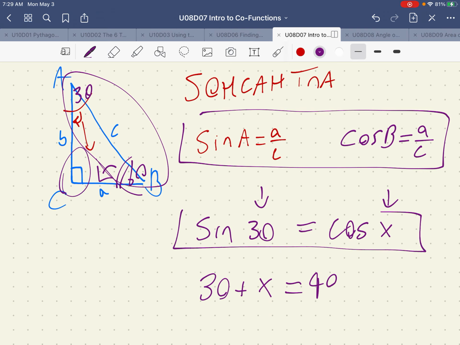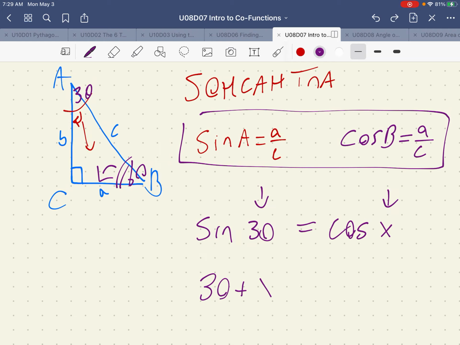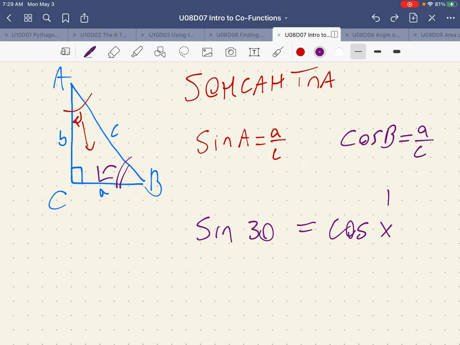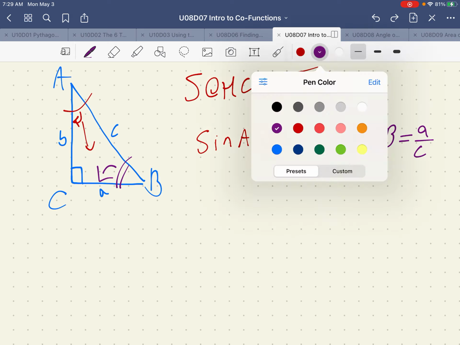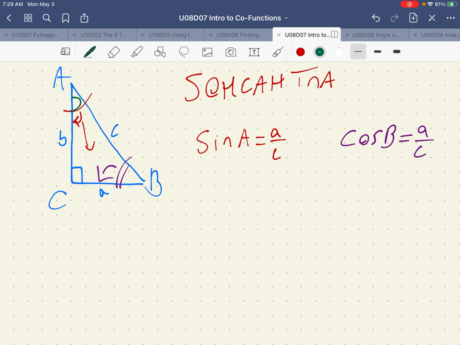So if you're given two cofunctions and they're equal to each other, they have the same fraction when you use their sine and their cosine, then the sum of those two angles will be 90. So if the sine of 30 is equal to the cosine of x, then 30 and x have to be equal to 90. If, let's say instead of being 30 degrees, this angle was 50 degrees, that would make this 40 degrees.